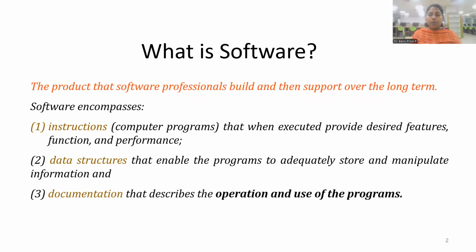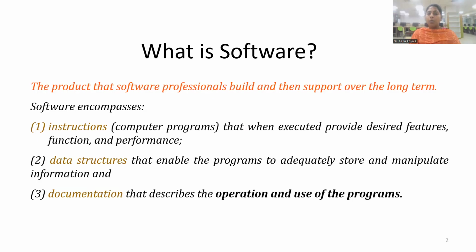The product that the software professionals build and then the software over the long term. Always the software encompasses instructions, data structures, and documentation. What are instructions? Instructions are computer programs that can be executed, which provide the desired features, functions, and performance. Then, data structures enable the programs to adequately store and manipulate the information. Documentation describes the operations and usage of the programs. That is why always the software means instructions, data structures, and documentation.